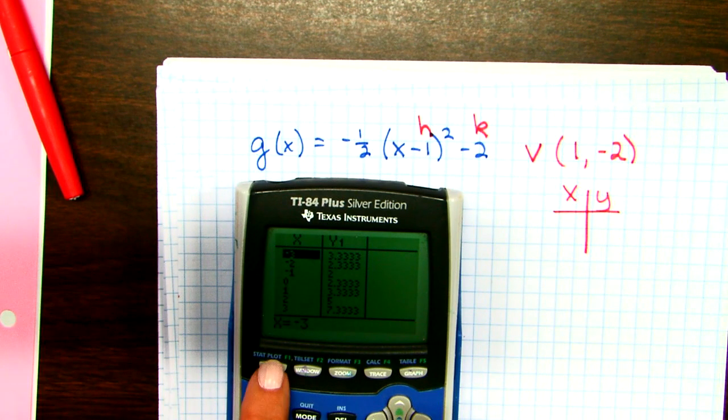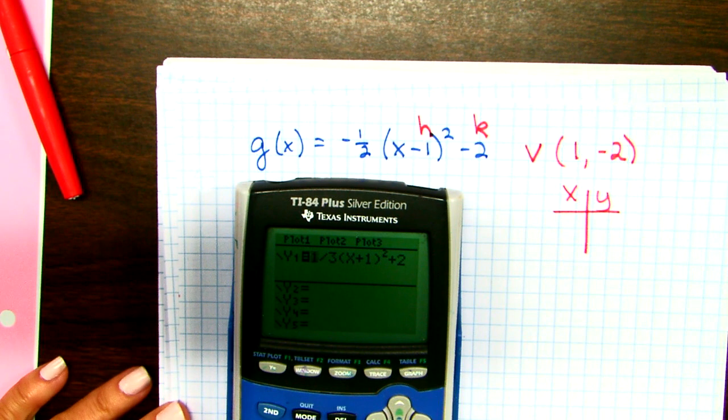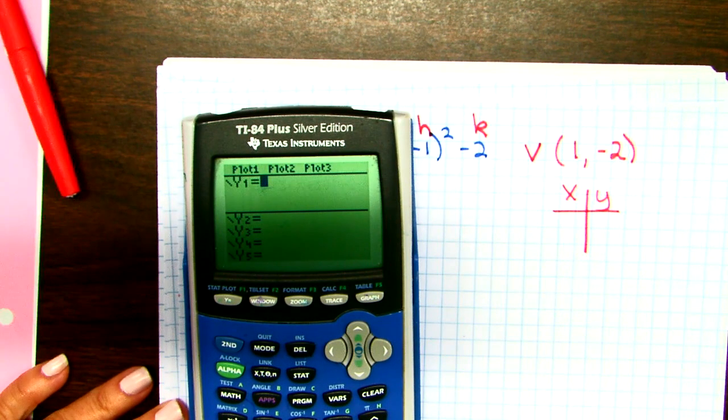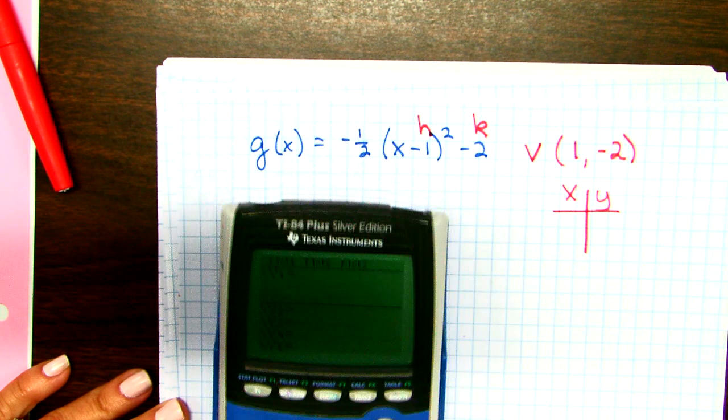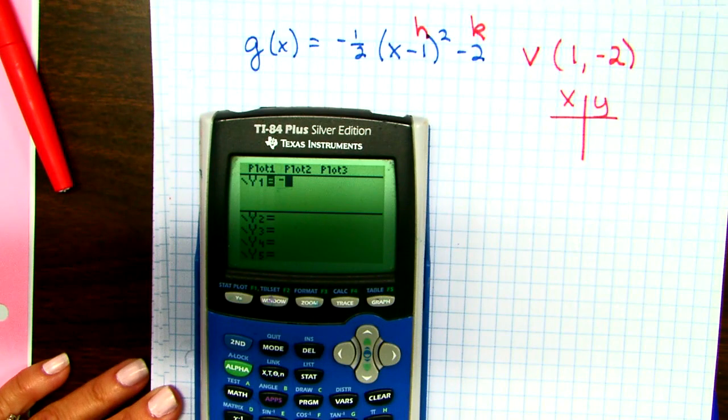Now you can clear the RAM again, or if you just go back up here and hit clear, it just takes the whole equation out. So type it in, -1 divided by 2, parentheses, x minus 1, close the parentheses.